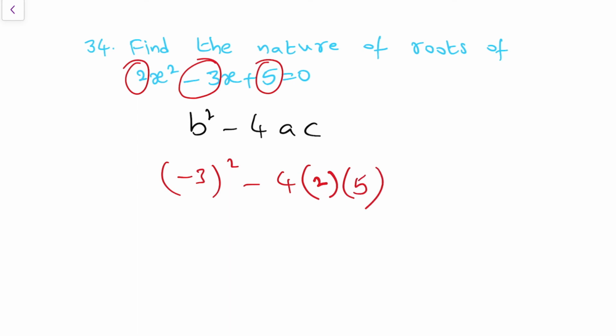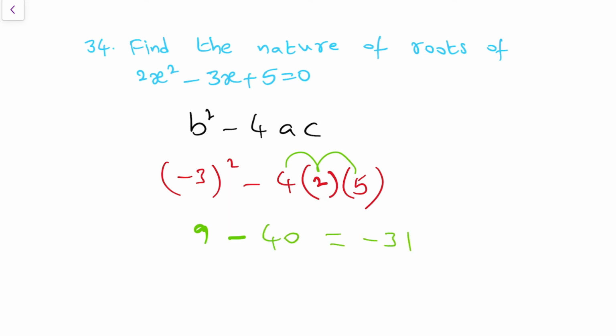The constant is 5. Let us simplify this now. I substituted all the numbers in the b square minus 4ac formula. Minus 3 square is 9, minus 4 2s are 8, 8 5s are 40. 9 minus 40 is minus 31. So minus 31 means that it is less than 0.